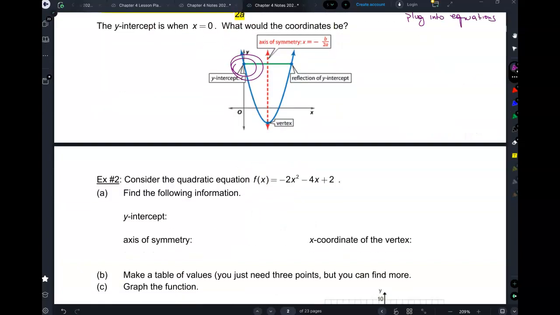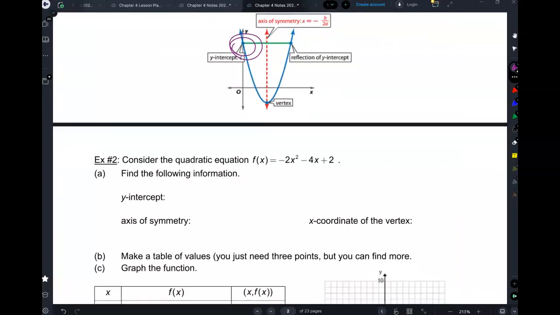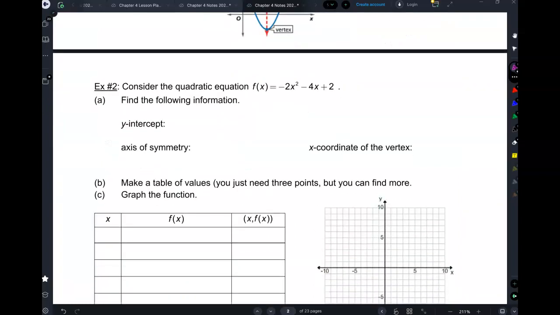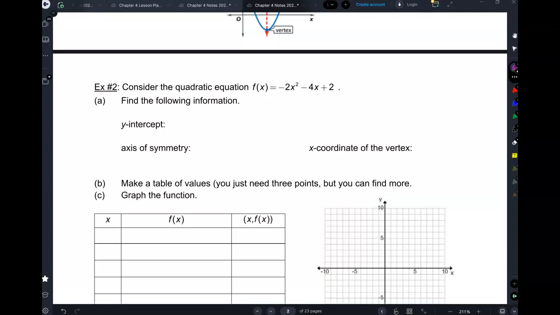Okay. All right, so let's go ahead and do this one. So we have our equation here. We're going to find the y-intercept. For the y-intercept, you just look at this number, right? And that is your y-intercept. So it's going to be 0, comma, that number 2. Okay?